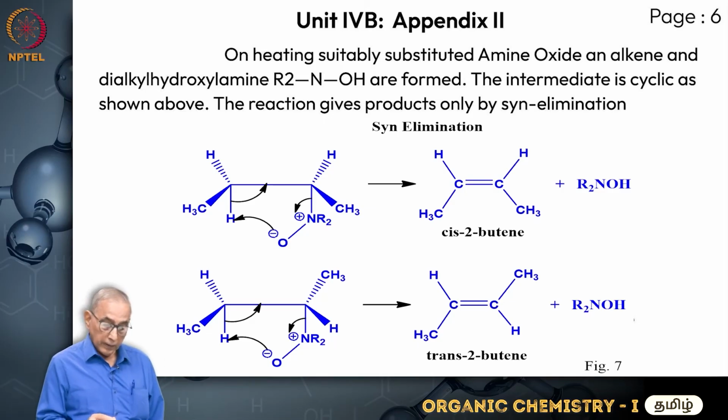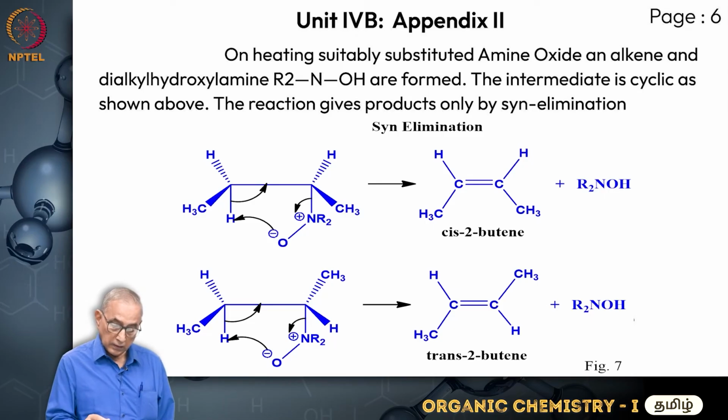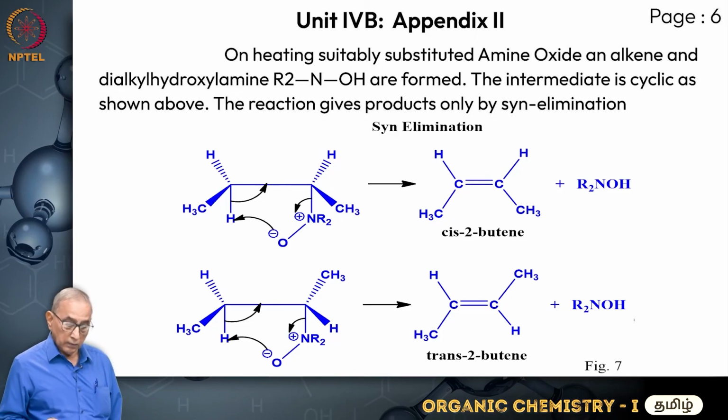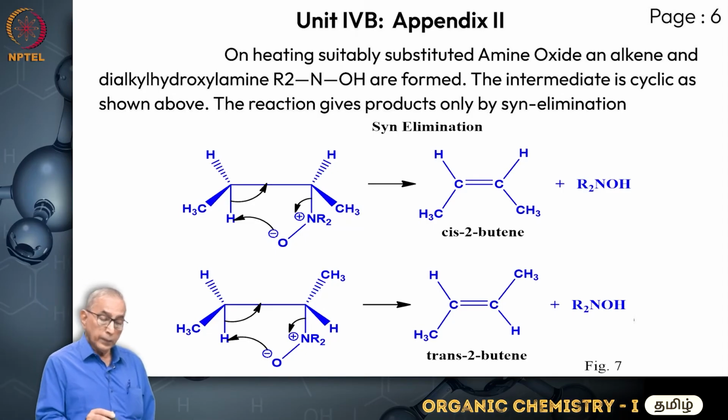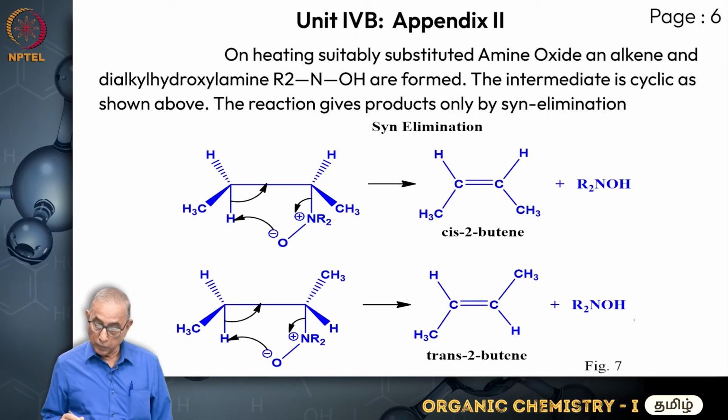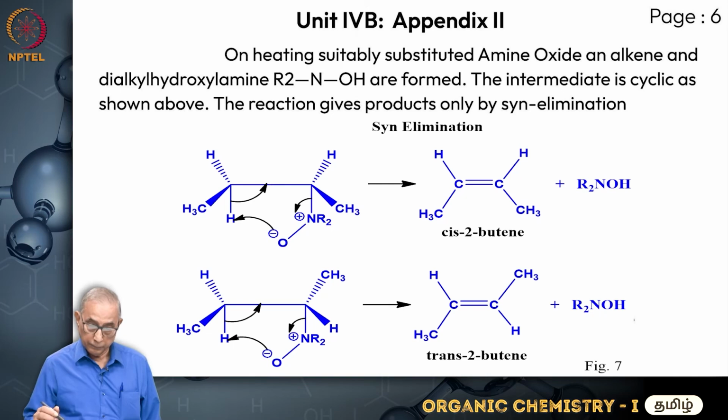But if you prepare an isomer where the CH3 and CH3 groups are on opposite sides, and you have all these groups attached, when the reaction takes place, it goes via the cyclic intermediate. The cyclic intermediate gives trans-2-butene, the opposite type of stereochemistry. This trans-butene comes when the substituent CH3 is on the opposite side. In both, dialkyl hydroxylamine will be formed.